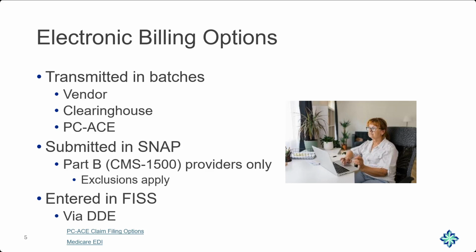For our Part A providers, our institutional providers that bill on a UB04, at this point in time, you can't bill your claims directly into SNAP. And a couple reasons for this are that your claims are more detailed. There are more lines of revenue, usually, than a professional claim. So it's just not possible for the portal to be able to accept those types of claims at this point in time. Will we ever get there? I'm not sure, but I just want to give all the options and then outline the differences in those options.